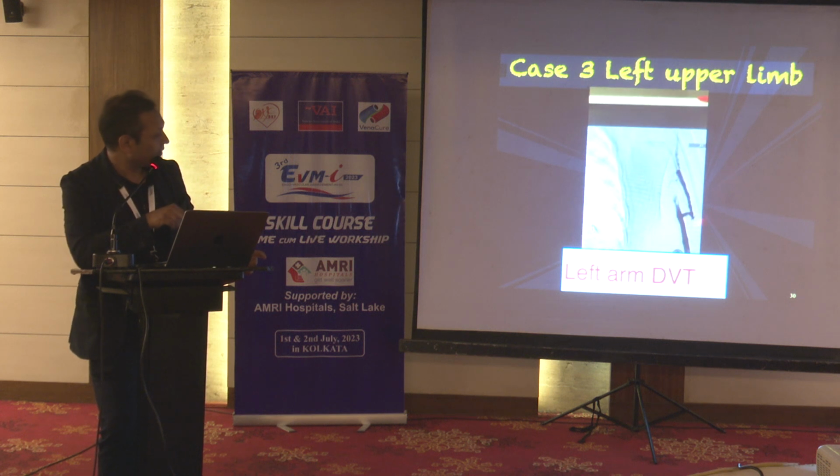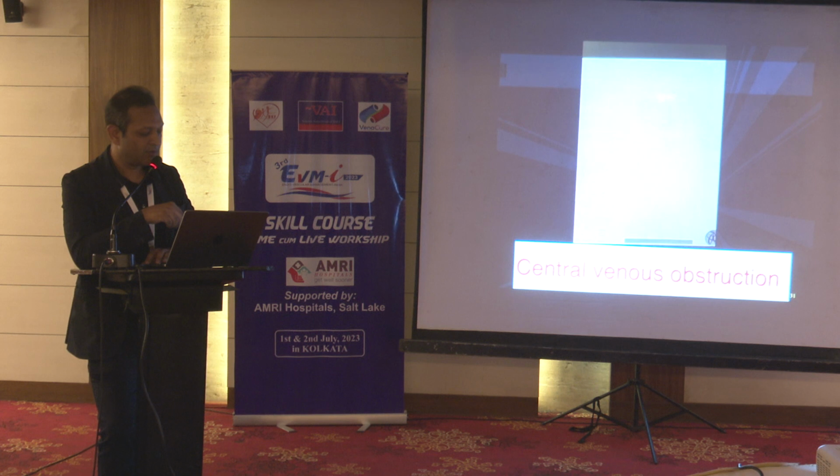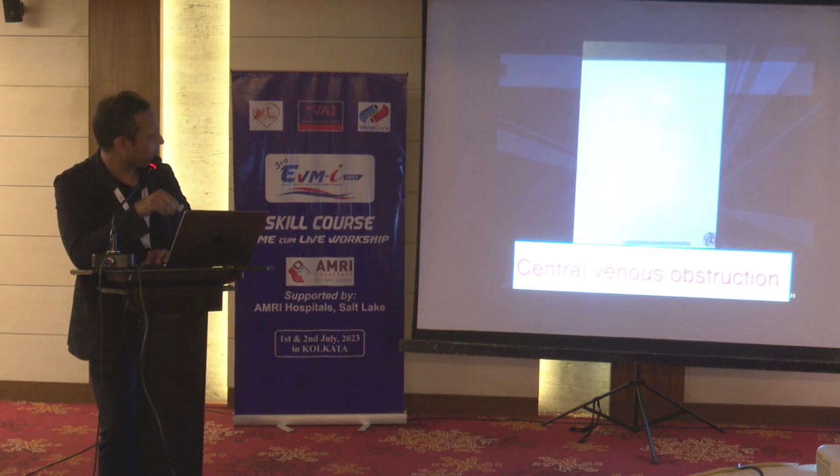Case 3, the last one, is the left upper limb. So you can get a clot in the deep veins here. You can see the upper limb here and central venous obstruction. You can see there is no contrast which is flowing. So this is the vein into the heart. So that's the heart here. And there is no contrast flowing into it. So the patient has got the DVT here.